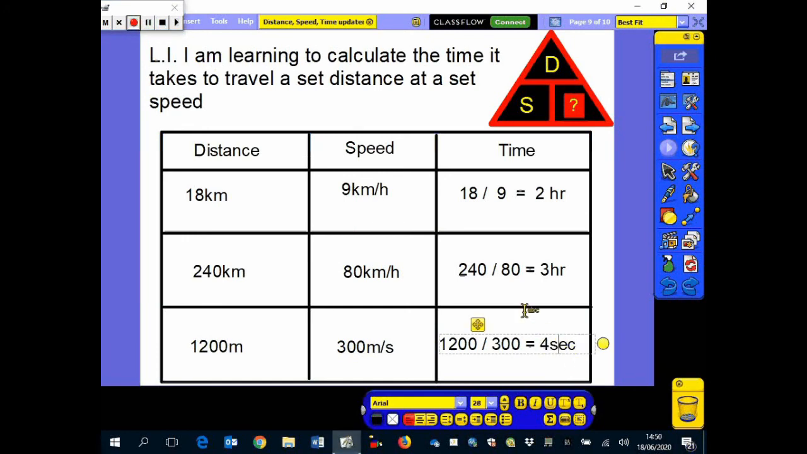So that's it, guys. All you have to do is divide the distance by the speed, and always be careful to make sure that your units match.